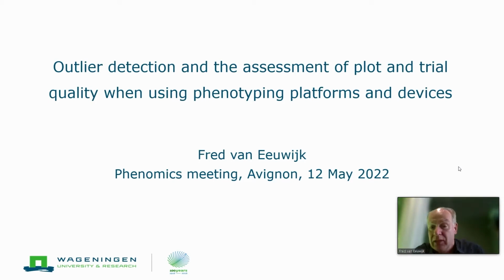Okay, this is work with a lot of people, and I've taken two examples of the kind of work we're doing, in relation to how to use statistics for analyzing phenomics data. On the one hand, I'm talking about outlier detection. On the other hand, I'm going to talk about the prediction of plot and trial quality using information from phenotyping devices and platforms.